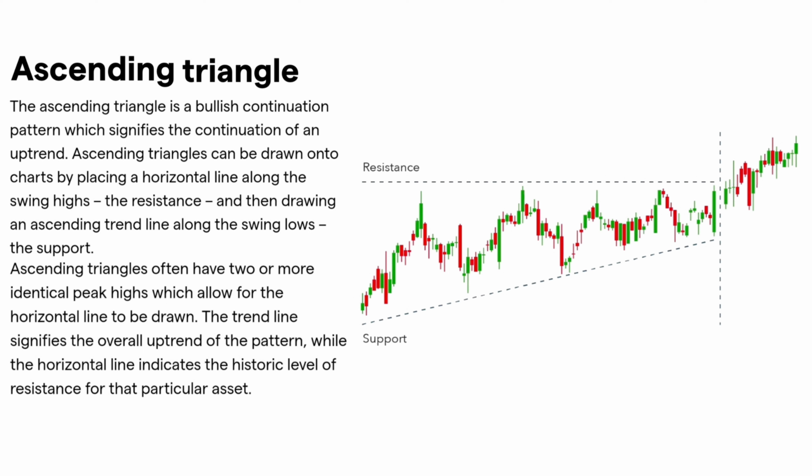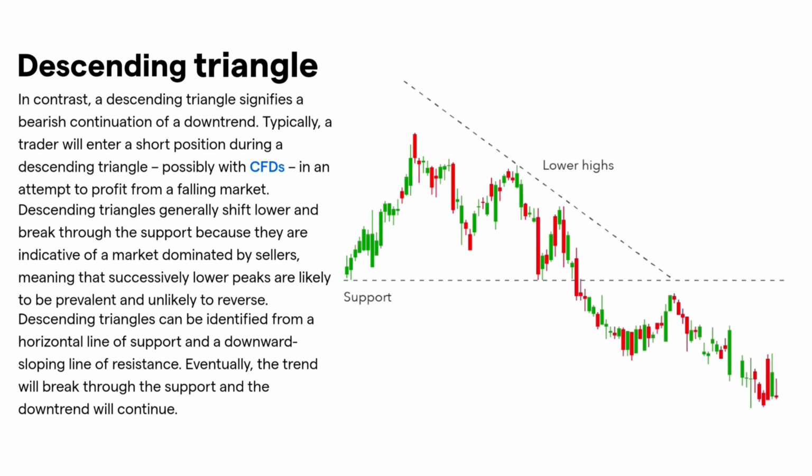The trend line signifies the overall uptrend of the pattern, while the horizontal line indicates the historic level of resistance for that particular asset. In contrast, a descending triangle signifies a bearish continuation of a downtrend. Typically, a trader will enter a short position during a descending triangle, possibly with CFDs, in an attempt to profit from a falling market. Descending triangles generally shift lower and break through the support because they are indicative of a market dominated by sellers, meaning that successively lower peaks are likely to be prevalent and unlikely to reverse.